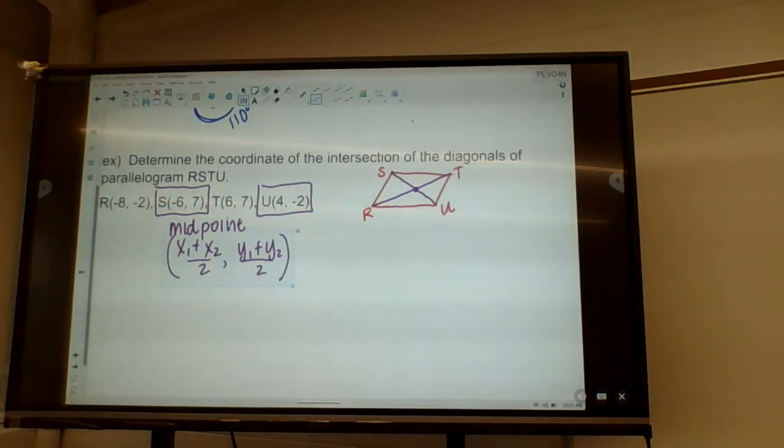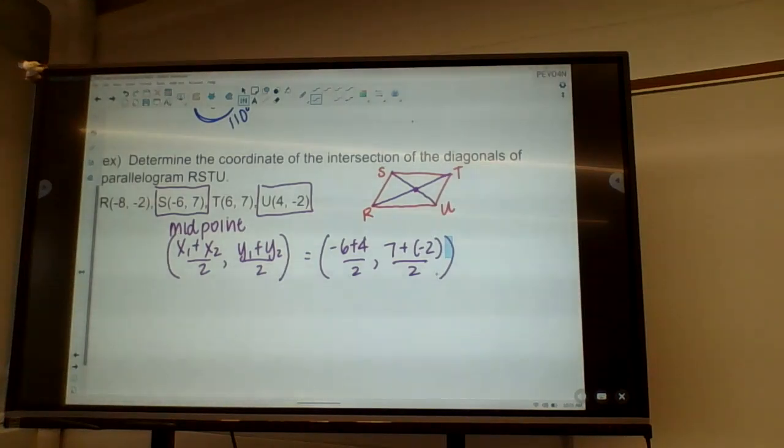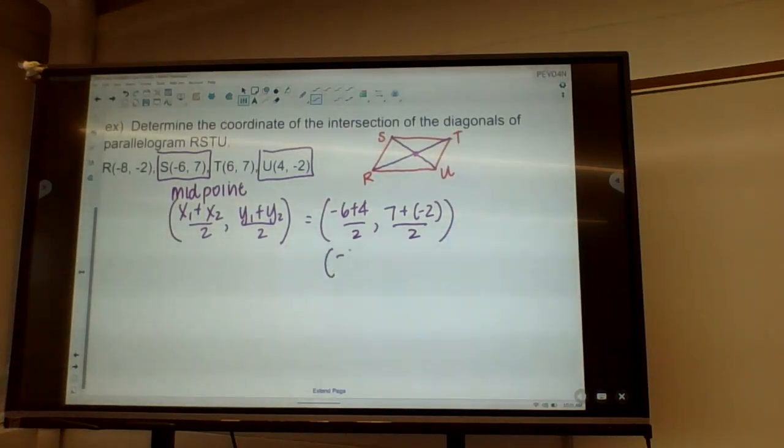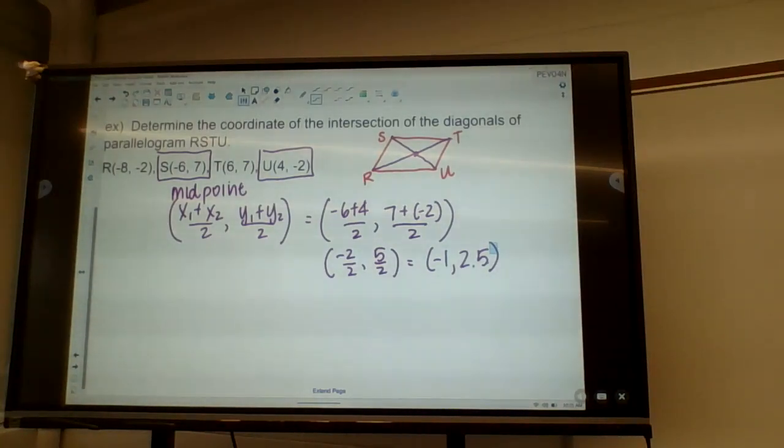So we're going to find that midpoint. And so we're going to add the x's together and divide by 2. So negative 6 and 4, and divide by 2. And then 7, and then negative 2, and divide by 2. And so just reminding us that we can find that midpoint because it's where those two lines cross.